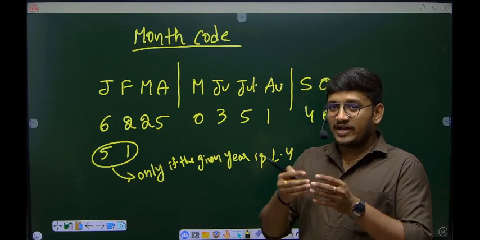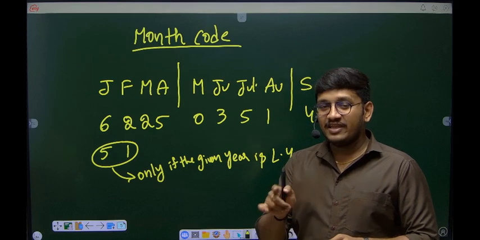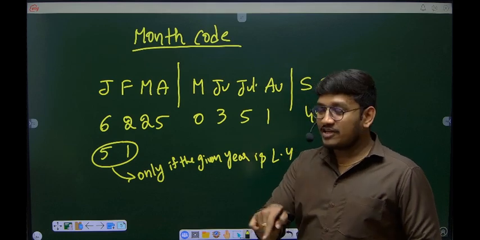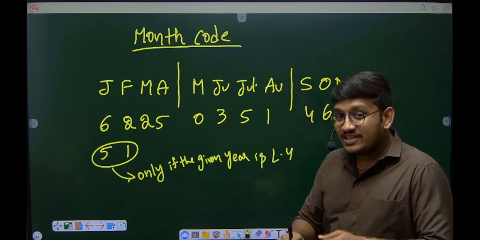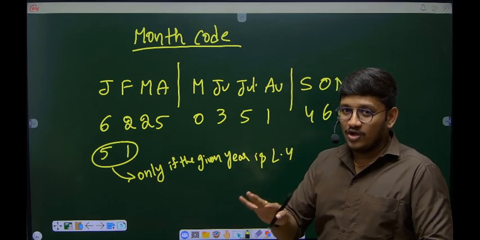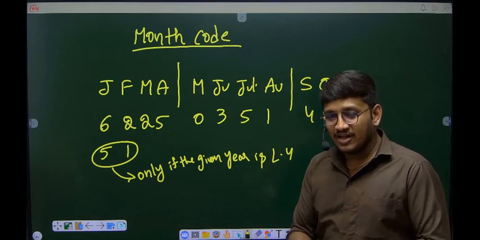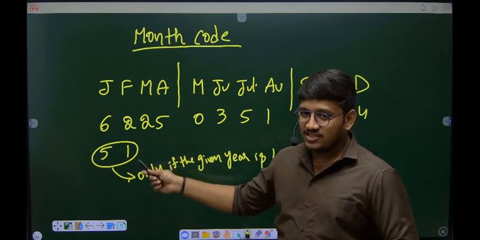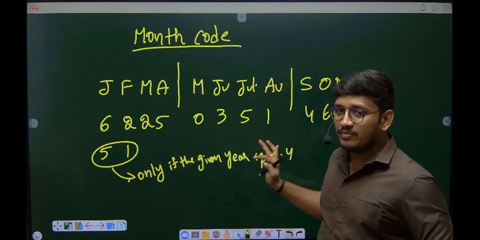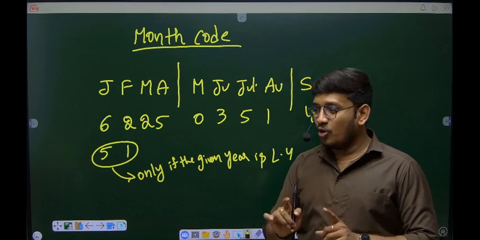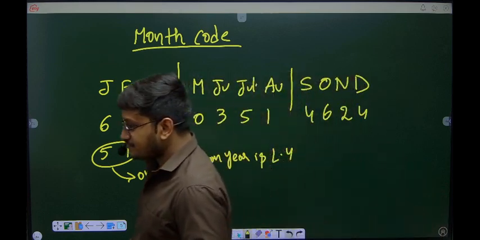Students might get a doubt: sir, what if the given year is a leap year but the date of birth is in September? Will there be any changes? No. The September code is 4, whether it is a normal year or a leap year. Only two values will change for a leap year. The remaining entire code will remain the same. Hope you all are clear with this.